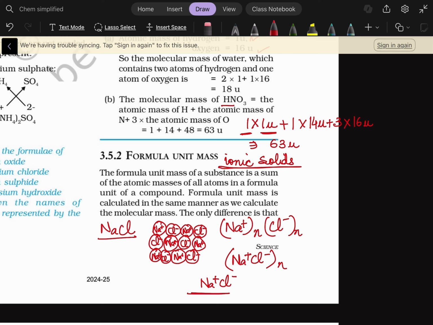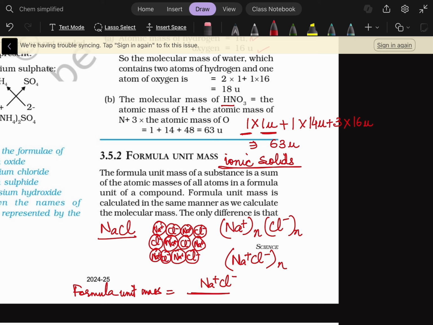So in the case of ionic solids, it is not correct to use the term molecular mass, because ionic solids do not exist in the molecular form. They exist in the form of their ions. So instead of molecular mass, we use formula unit mass as the term for ionic solids. The calculation of formula unit mass is the same as the calculation of molecular mass for other molecules.